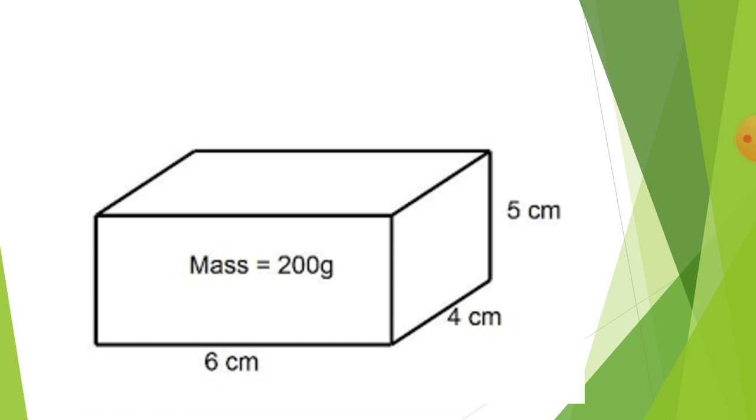To find the volume of a regularly shaped solid, we need to multiply the height times the width times the length. The height being 5 centimeters, the width being 4 centimeters, and the length being 6 centimeters. By multiplying the height times the width times the length, this is going to give us the volume of the cube or the volume of the rectangle.